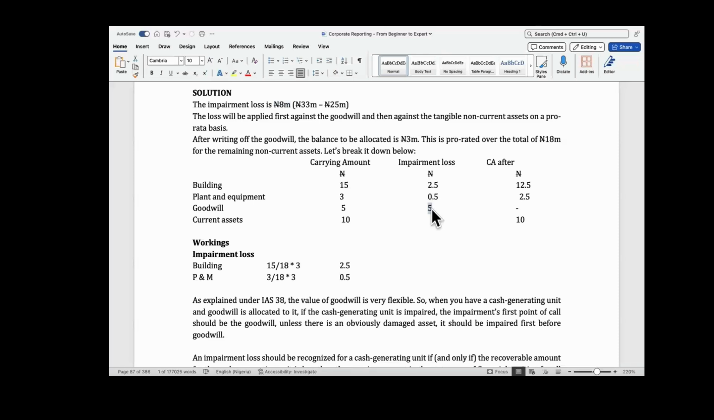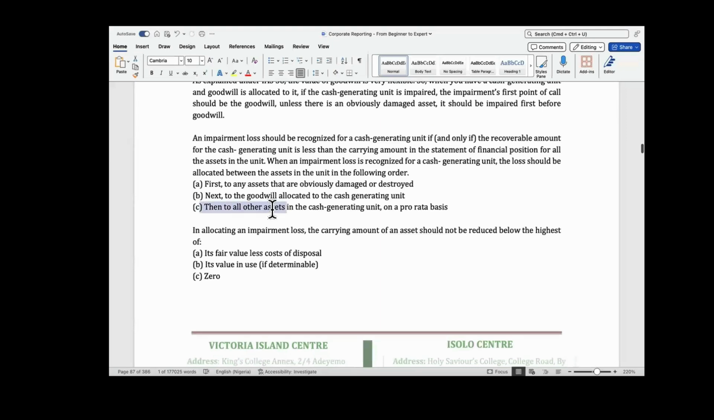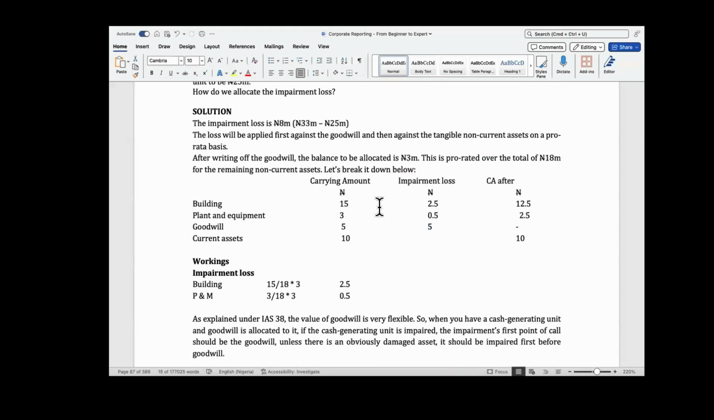In fact, we can fully impair it. So the carrying amount after impairment is 0 for goodwill, because we believe that's what gave rise to the impairment loss. Okay, so we allocate it to that. After you have impaired, remove 5 out of 8, then 3 is remaining. That 3 will be allocated to other assets in the CGU on a pro rata basis. So pro rata basis is on a proportionate basis.